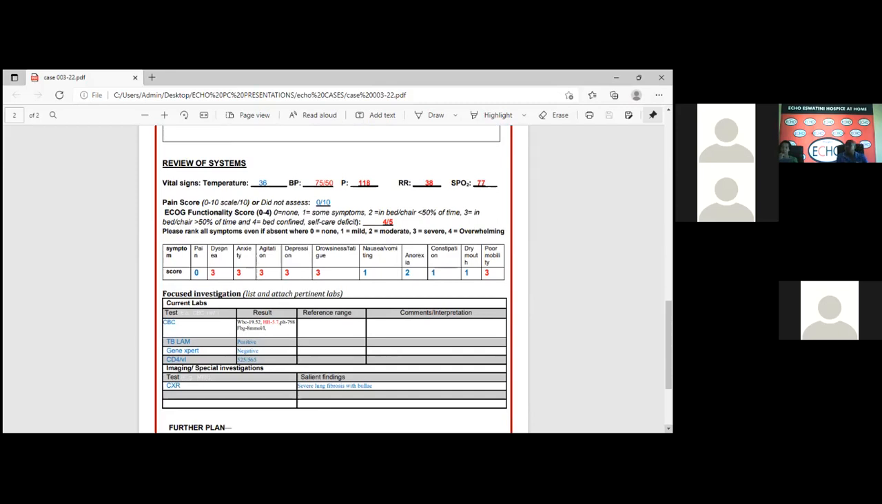Review of systems. Her vital signs: temperature was 36 degrees Celsius, BP 75/50, pulse was 118 beats per minute, respirations were 38, which is high. Oxygen saturation was at 77%, which is low. Pain score, she scored 0/10, which means there was no pain. ECOG, she is at 4/5. Our patient is bedridden.